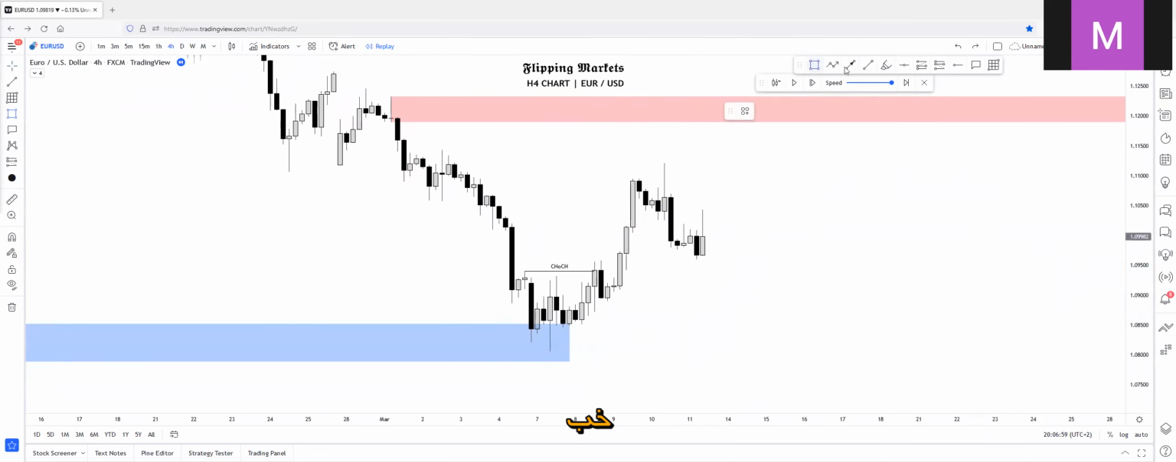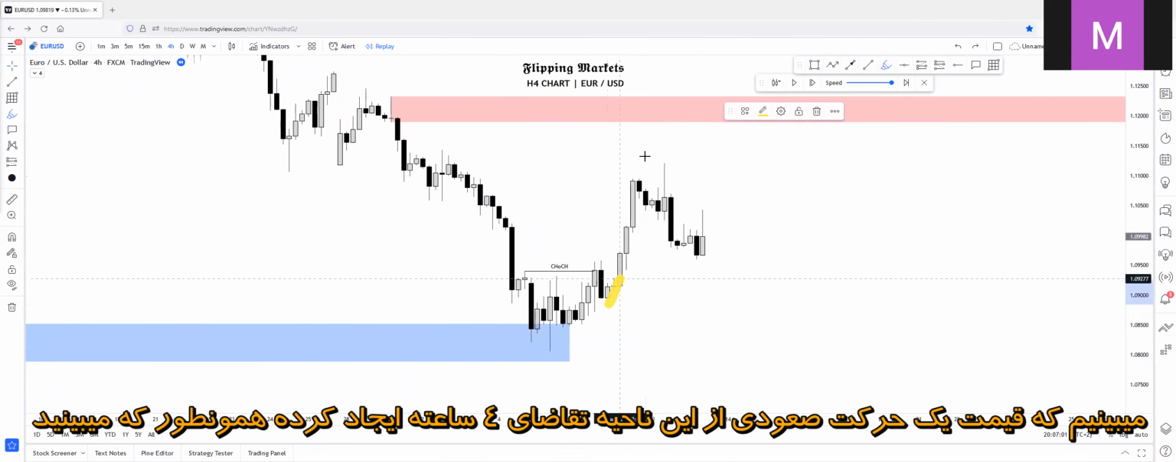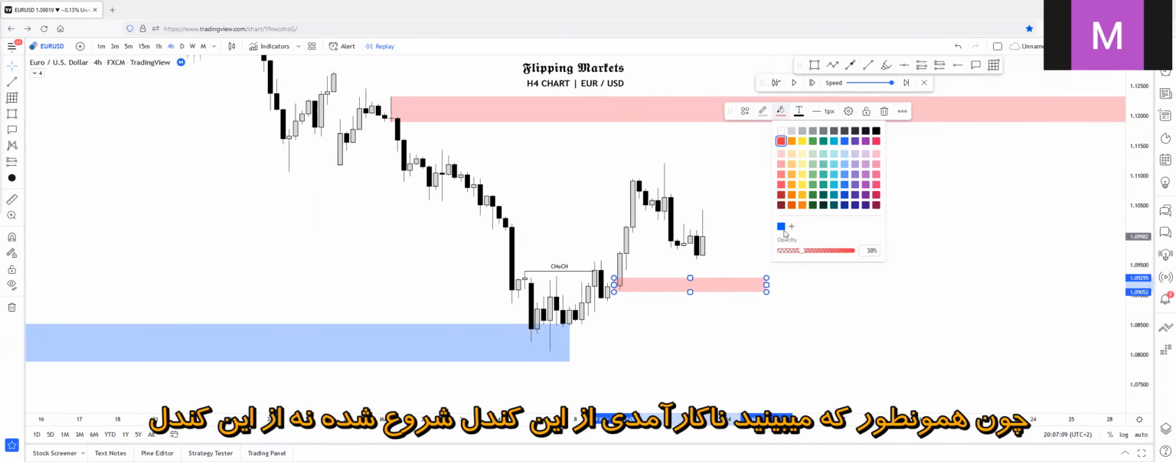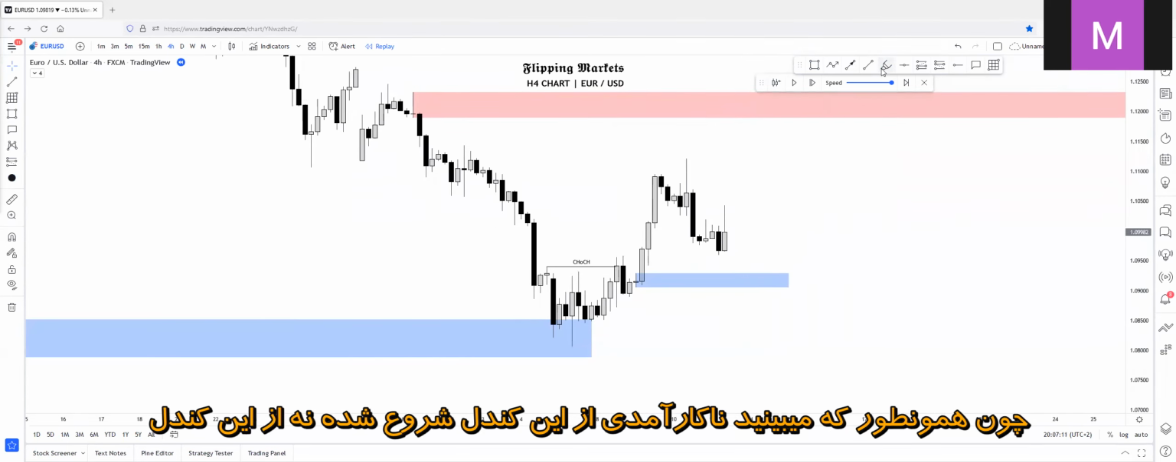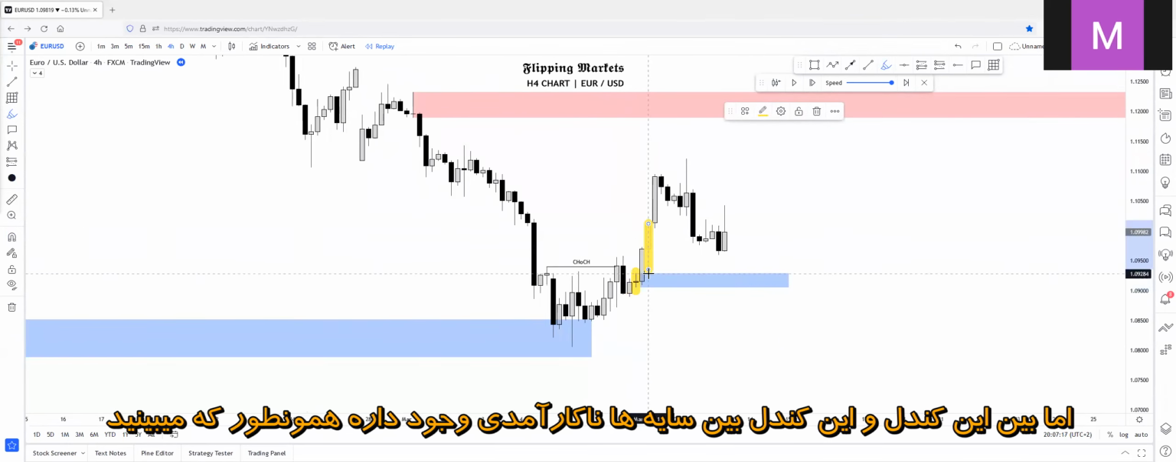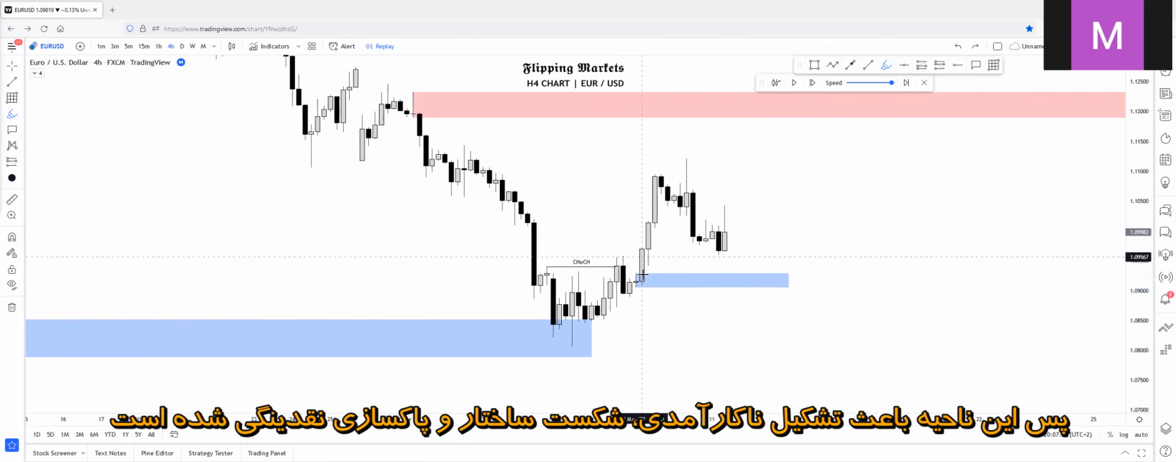So we can see that price is created inefficient push to the upside from this region, from this 4-hour demand region, as you can see, and the origin of this 4-hour inefficient push was this demand level right here, because as you can see, the inefficiency has started from this candle and not from this candle. Between this candle and this candle, there's no inefficiency. Between this candle and this candle, there's inefficiency between the wicks, as you can see. So this is our inefficient structure breaking. Here's the break of structure, liquidity sweeping level.